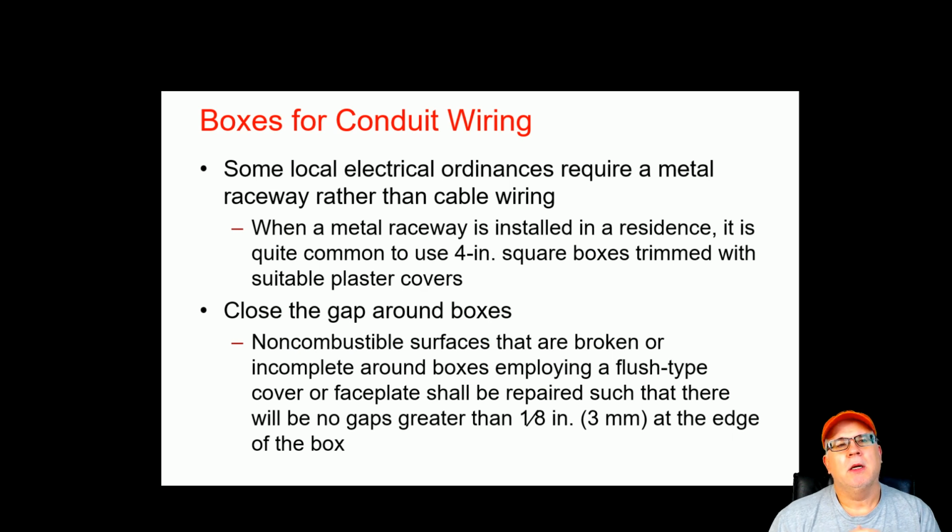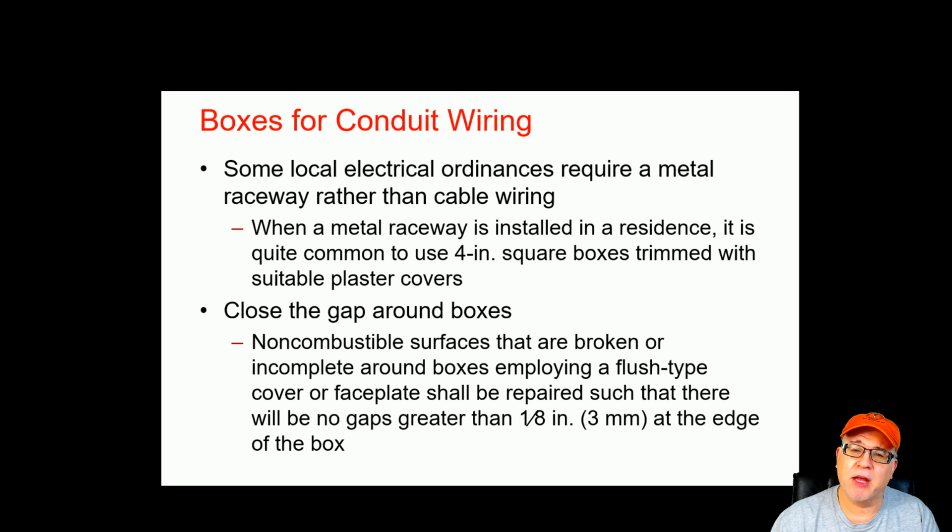Now, boxes for conduit wiring. Some local electrical ordinances require a metal raceway rather than a cable wiring. Now, this is very common in places like Chicago. Now, it's more economical to use a non-metallic wiring method like type NMB, which is a non-metallic sheath product. Okay, and it might be more economical to use something like an MC cable, metal clad, or even an AC cable. But there are some ordinances around the country, again, few and far between, that will require a metal raceway system. Well, we'll cover that as well.